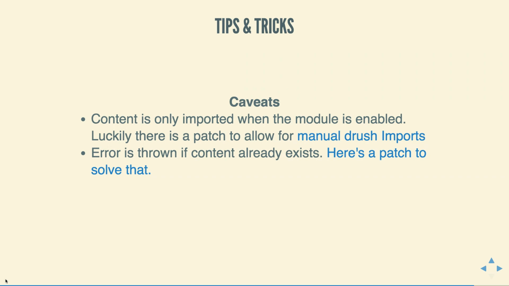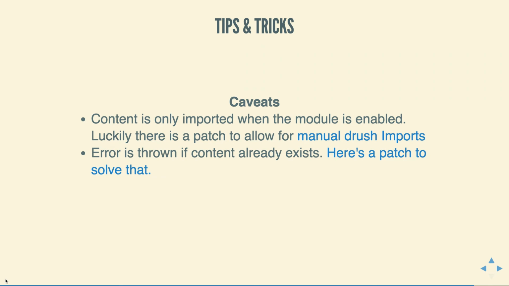So there's definitely some caveats with the way that default content is in its current state. First, content is only imported when the module is first enabled. So the example that I showed, default content wasn't enabled in production before I deployed, so that's why it worked. If I were to add a second block and try to deploy again, it wouldn't import it because the module is already enabled in production.